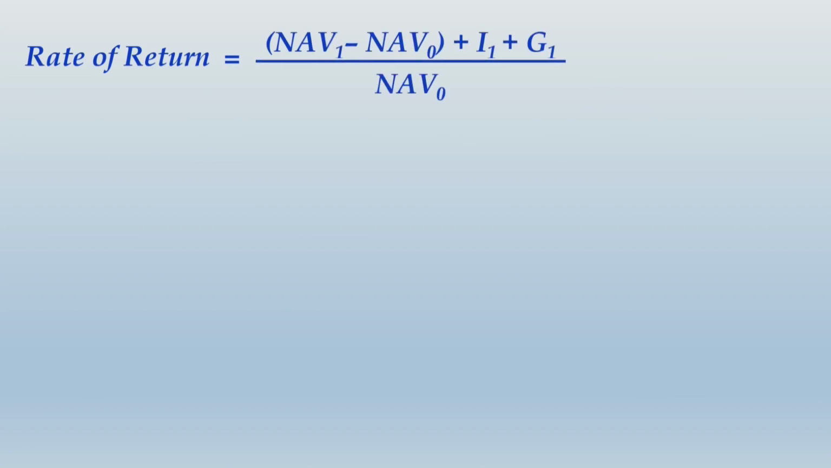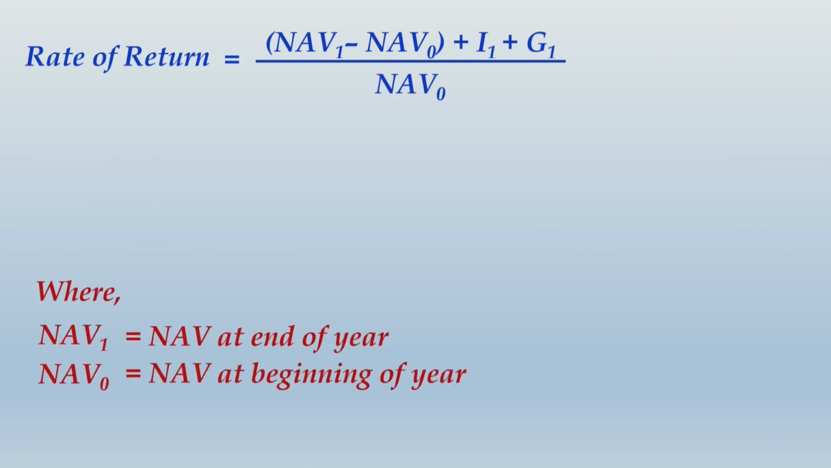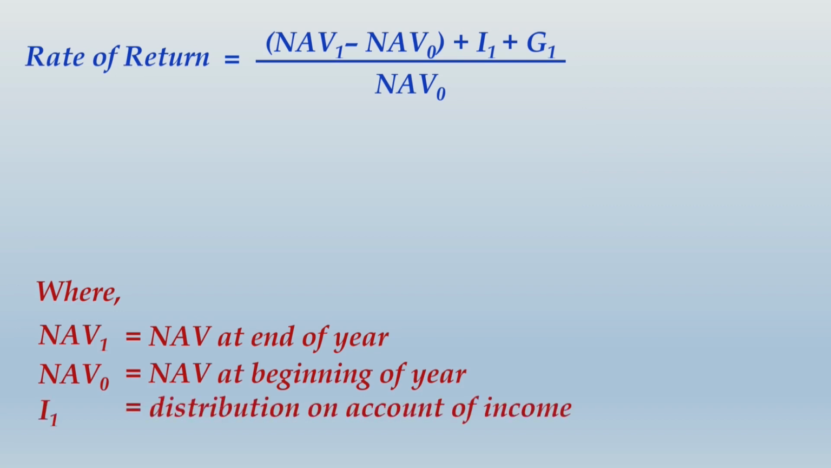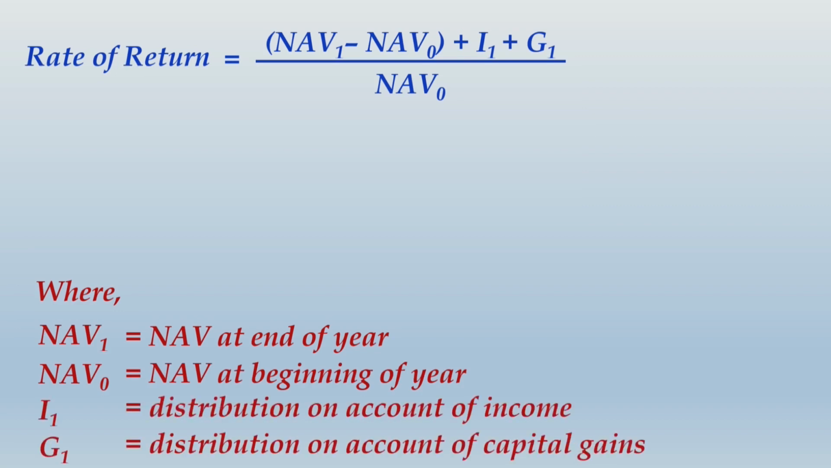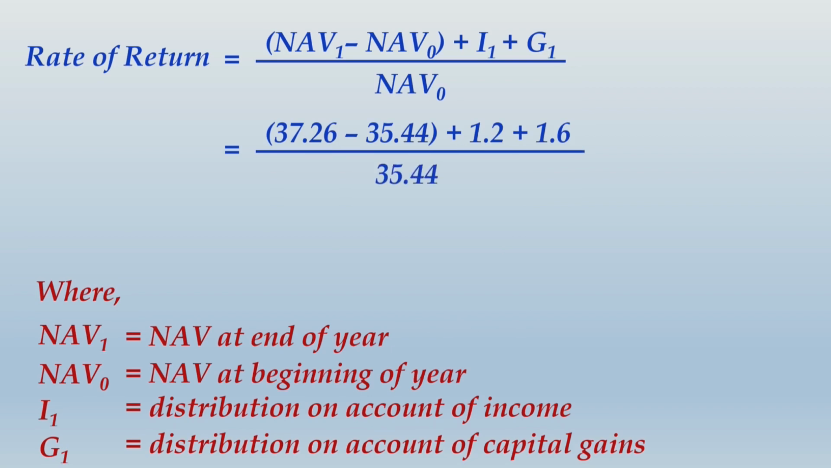You put the formula for rate of return. We have already discussed the logic behind this formula. You will write the formula, you will mention the details of all these variables, and you can see one thing, NAV1 and NAV0 are NAVs at end and beginning of the year, because the holding period over here itself is 1 year.